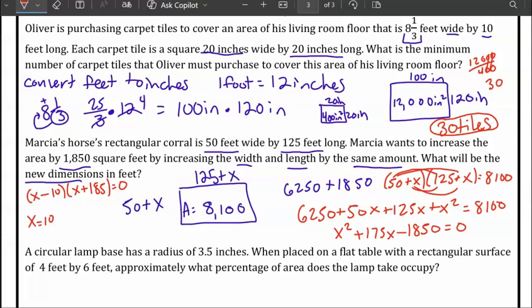So if x is 10, to get the length and the width, we're going to add 10 to each of these numbers. The new dimensions in feet would be 135 feet long and then by 60 feet wide.